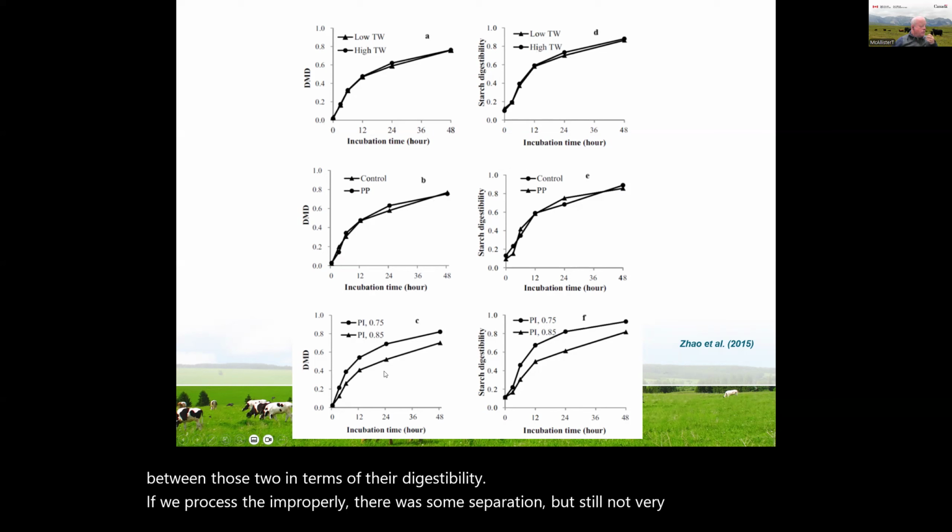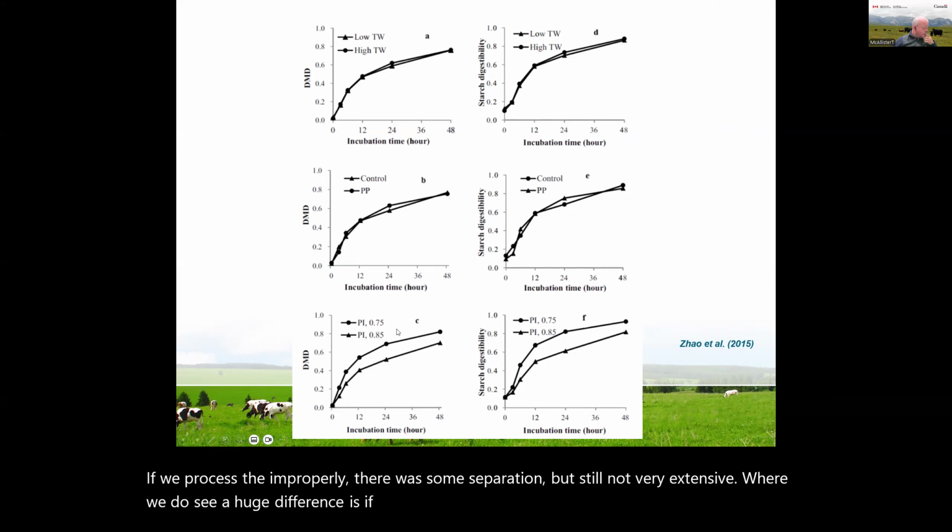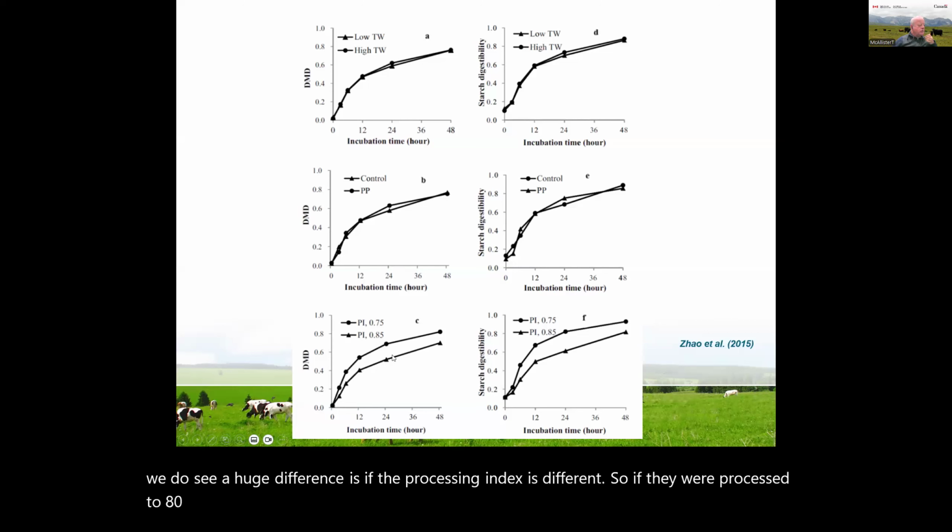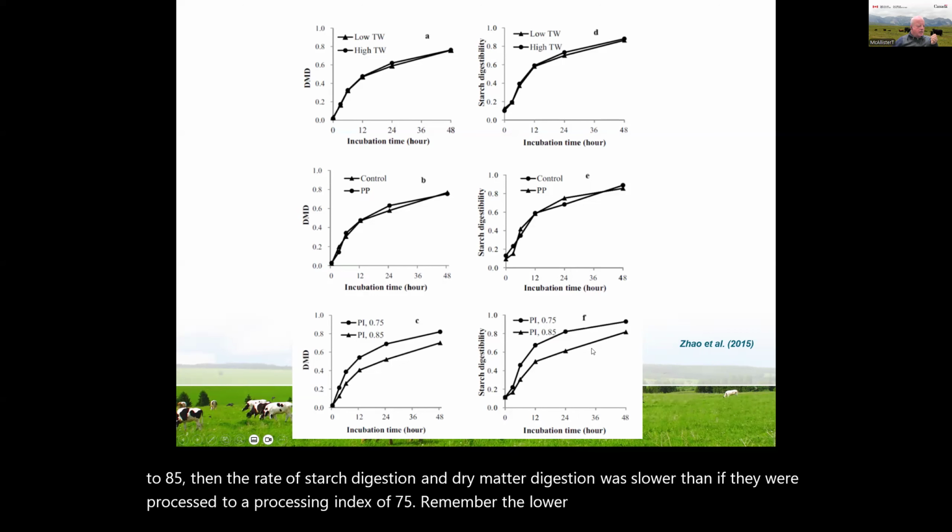Where we do see a huge difference is if the processing index is different. So if they were processed to 85, then the rate of starch digestion and dry matter digestion was slower than if they were processed to a processing index of 75. Remember, the lower the processing index, the more extensively processed is the grain.